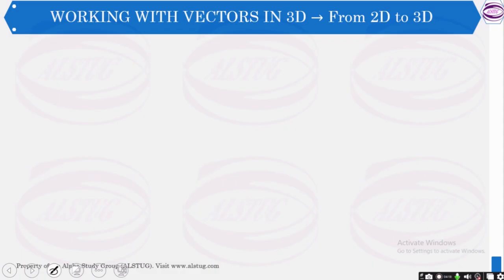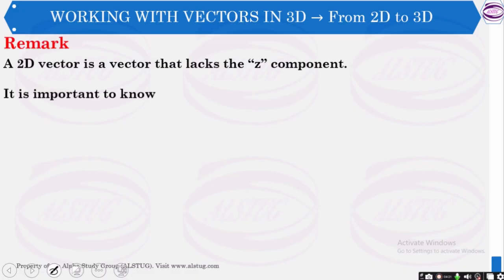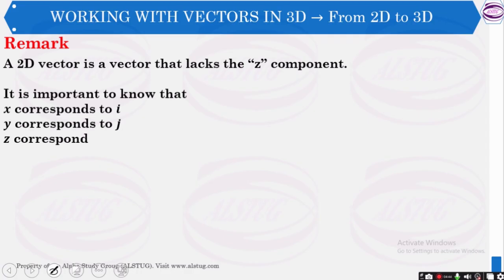Now, if we try to move forward, so working with vectors in 3D from 2D to 3D, remark: a 2D vector is a vector that lacks the z component. A vector that has the z component is therefore a 3D vector. It is important to know that x corresponds to i, y corresponds to j, and z corresponds to k. So, for example, a 2-dimensional vector, 2i plus 4j, is actually 2i plus 4j plus 0k, which means the depth part of the vector is absent.